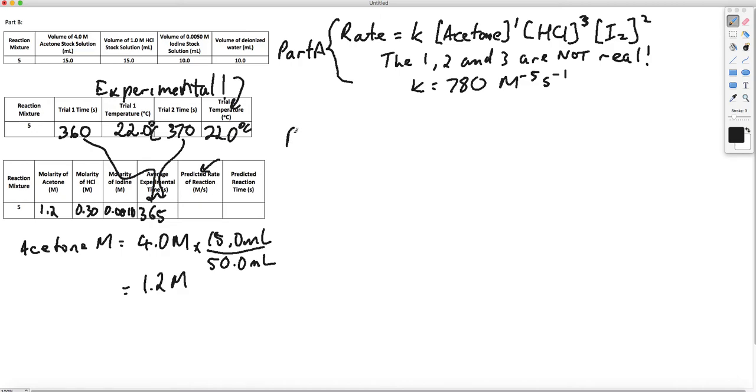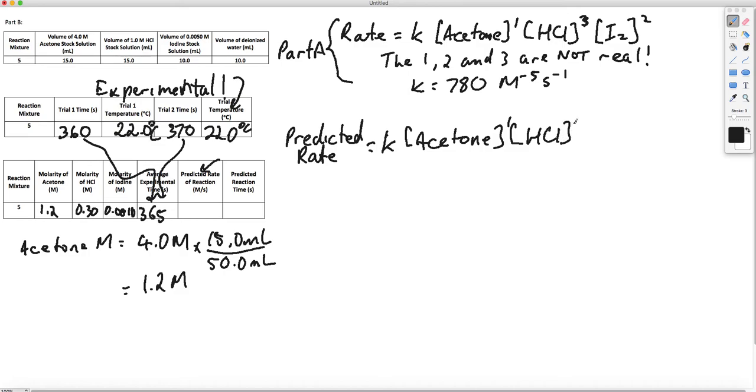So what I'm going to do is write this down. So predicted rate now. This is as opposed to the experimental rate. The experimental rate we found by experiment. This is what we're finding by doing some math. So predicted rate is going to be k times acetone, HCl, I2. I'll go ahead and write this down completely before I sub stuff in: acetone to the 1, HCl to the 3, I2 squared.